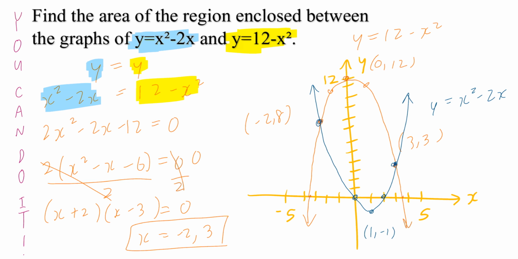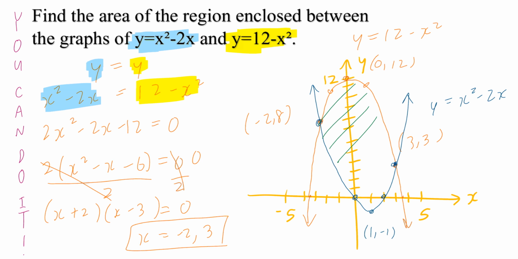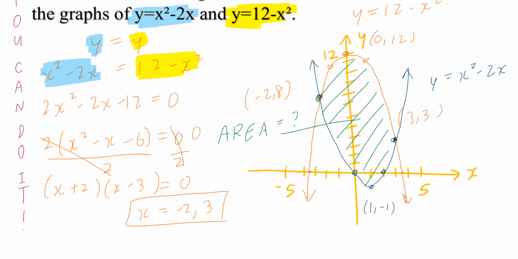Now, what are we trying to find here? We're trying to find the area, which means you want to find exactly this area. Area equals question mark. Let's find out. So we go back to the following.